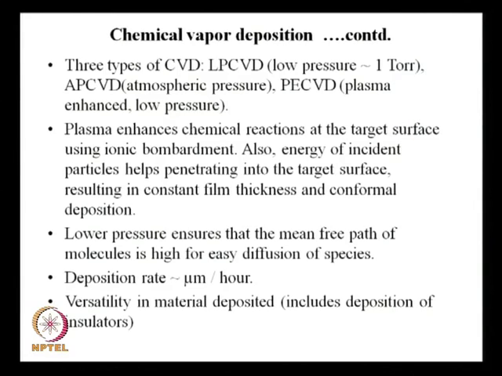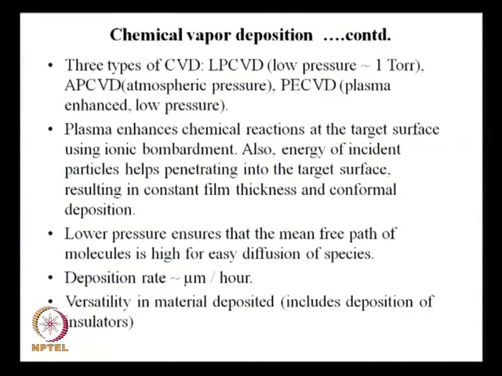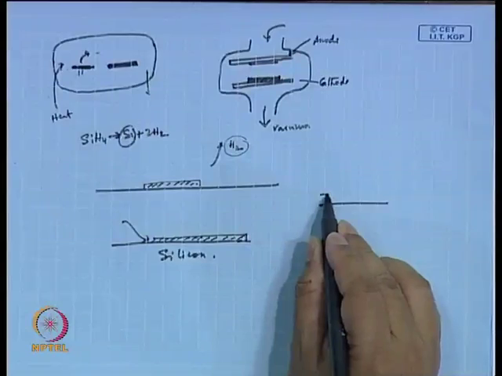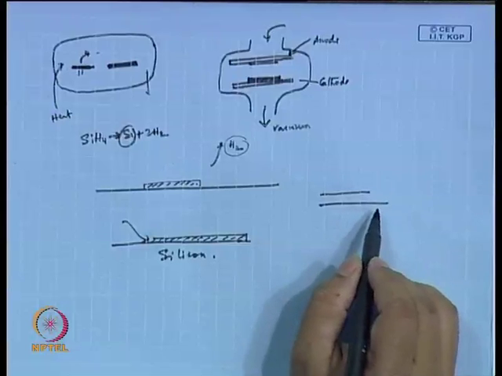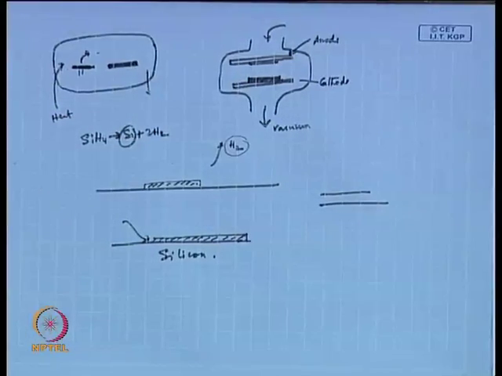What this means is, you need to have a reaction, SiH4 dissociating into silicon and hydrogen, but you can provide the energy through plasma. So, this plasma is enhancing the chemical reaction at the target surface, and also it is ensuring that the film thickness is constant and there is a conformal deposition. Conformal deposition means there is no hill and valley, the deposition is uniform, there are no ups and downs in the deposition. So, that conformal deposition can be ensured if you have this plasma deposition.